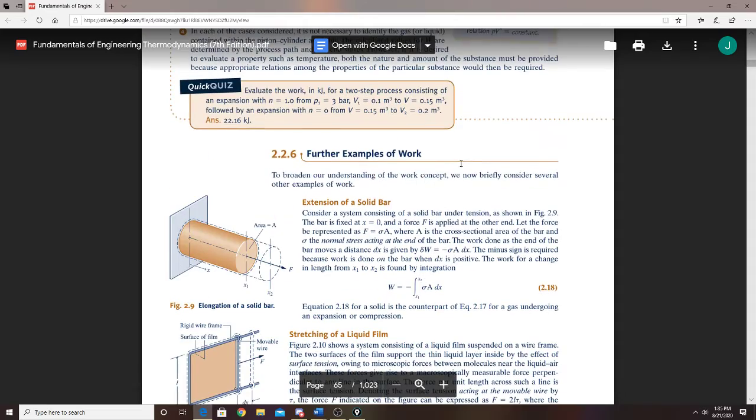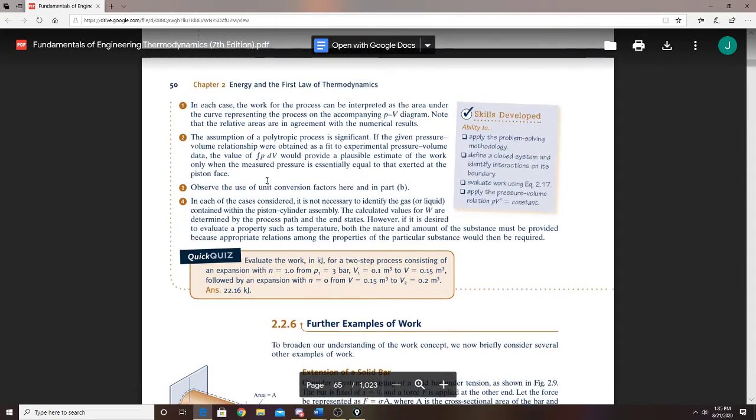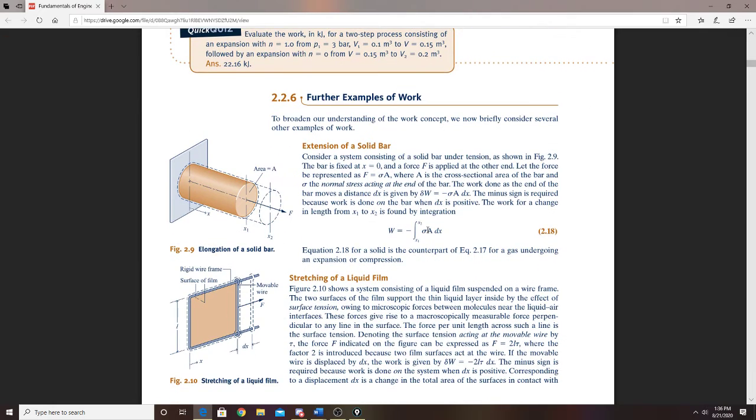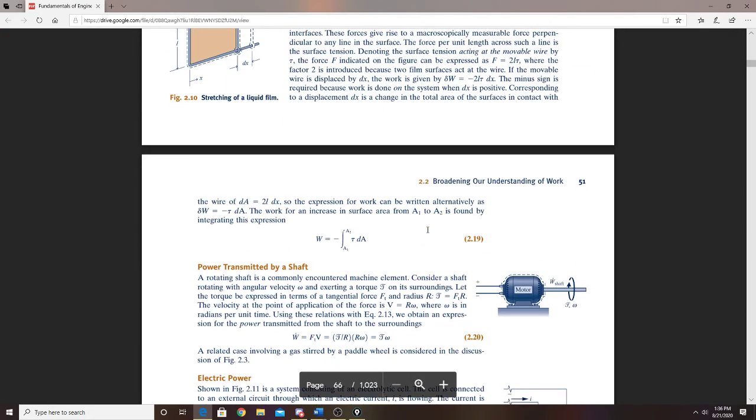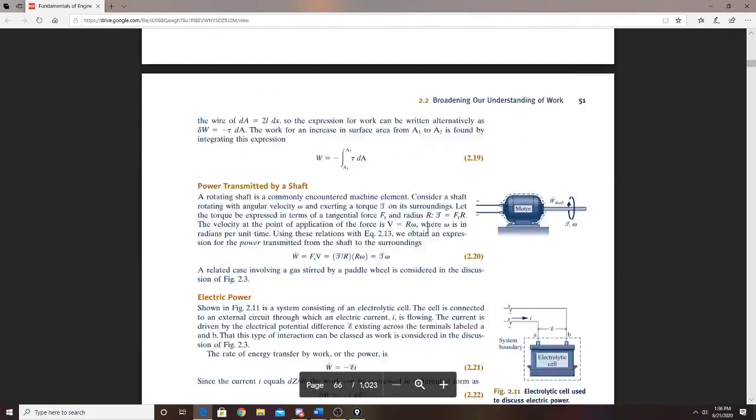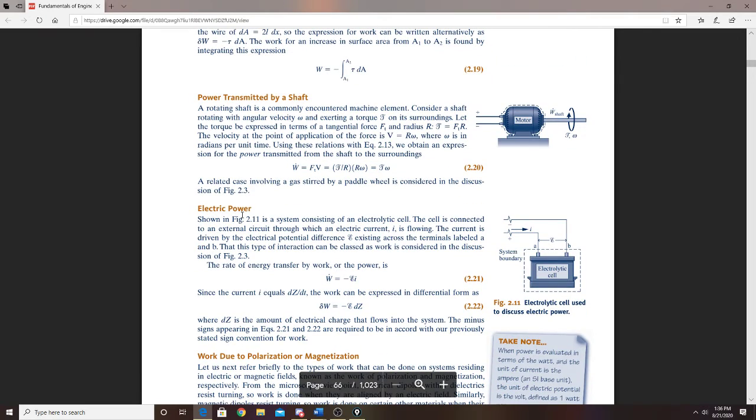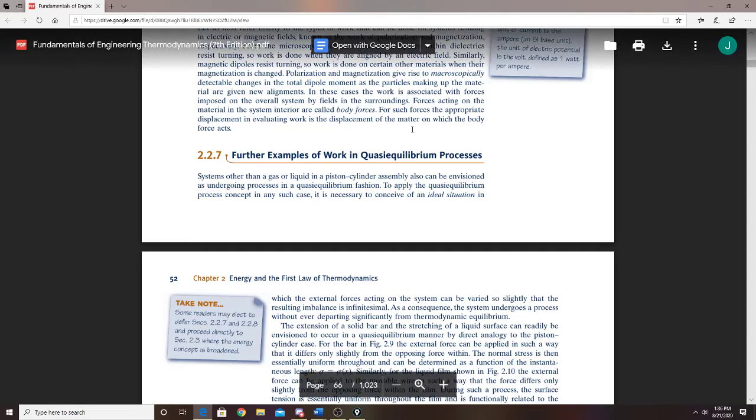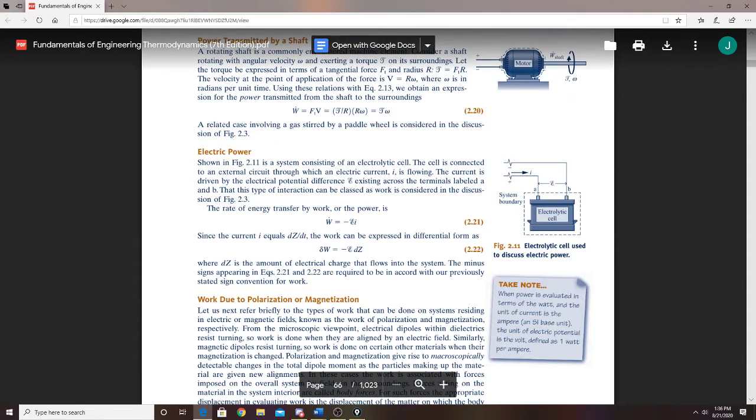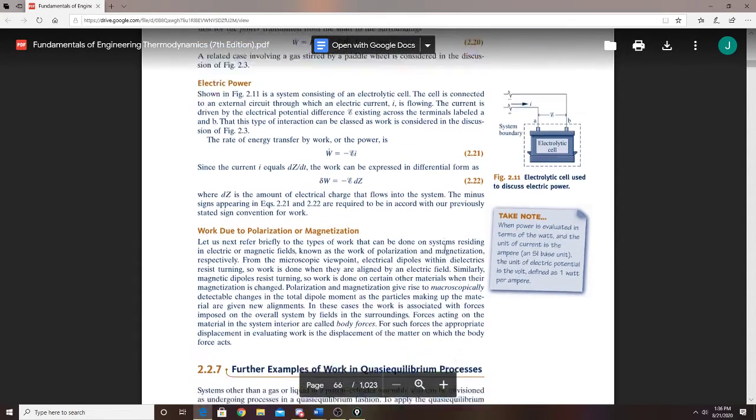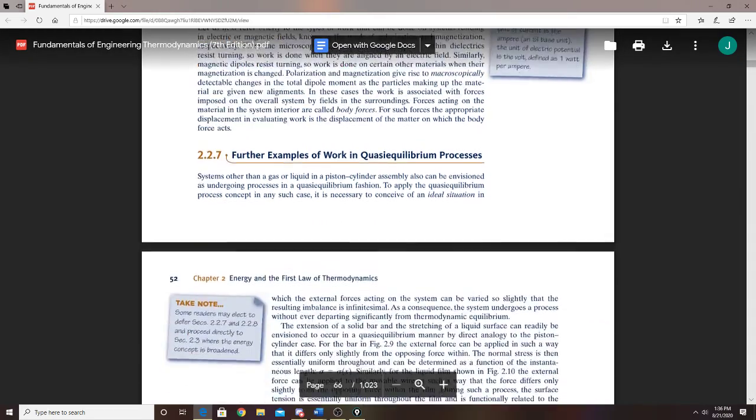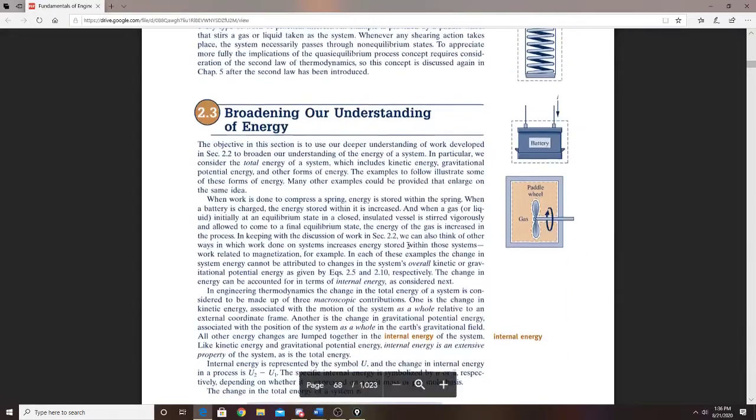Alright, so then we have further examples of work. That concludes the last section. That was pretty much what we had to do here. Let me see if this is something that we never work with. Yeah, this is nothing that we've ever worked with in this class, so I'll just go ahead and skip that. These won't be discussed in the course, so I can move past these.